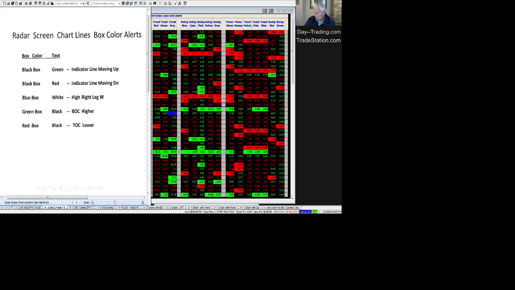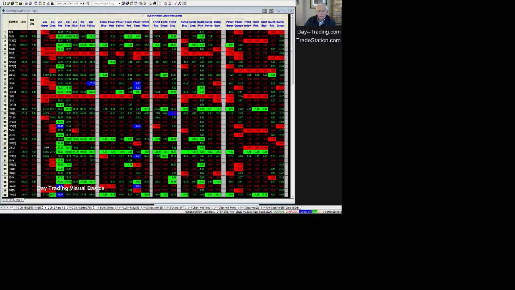So let me remove this, and I want to talk to you about what we've got set up here. This is probably one of the biggest indicators. It's loaded this way when you receive the Day Trading Visual Basics app. You can just go to the radar screen and load this up. It's basically the chart value lines with alerts. And as I just described on the alerts, it gives us some key information.